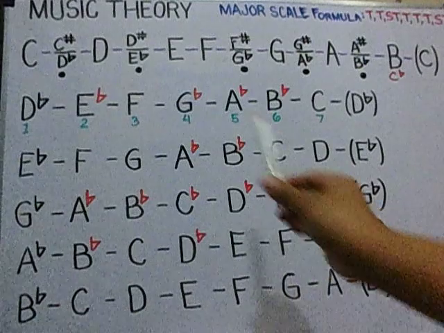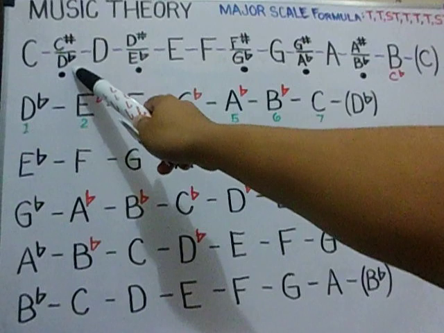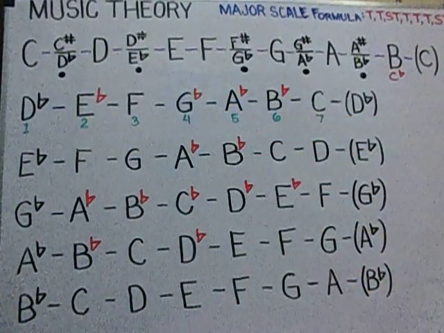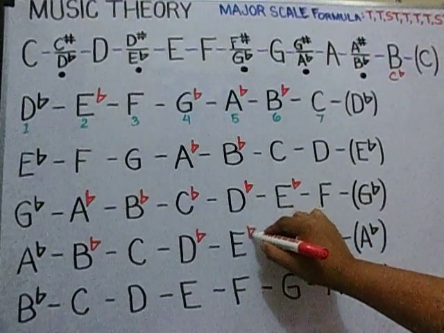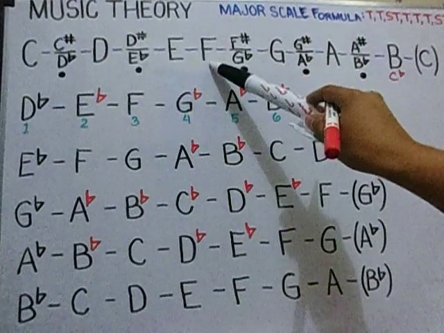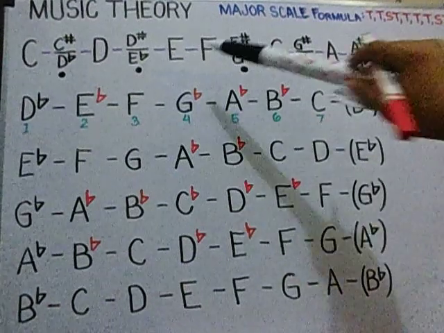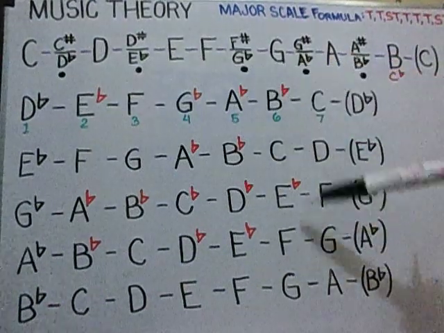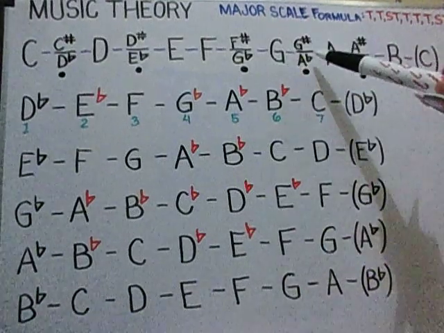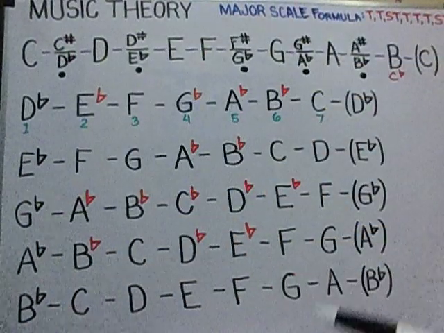From D flat we take another tone or two steps, 1, 2. So this is E flat. From E flat we take another tone, 1, 2. So we landed on F. Then from F we take another tone, 1, 2. So this is G. And lastly, from G we take a semitone, and then we go back to where we started, which is A flat.